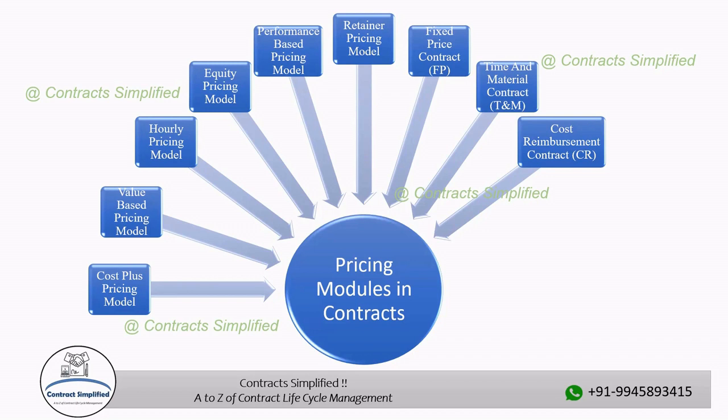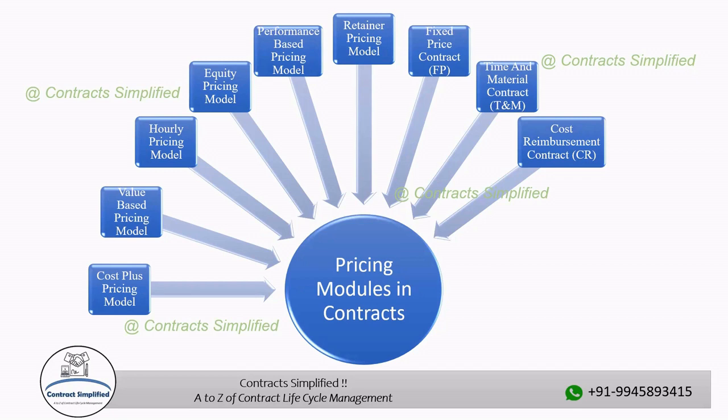In a cost reimbursement contract, the contractor is reimbursed for the allowable cost they incur during the execution of the contract. These costs typically include direct labor, material, subcontractor cost, overhead, and other relevant expenses.